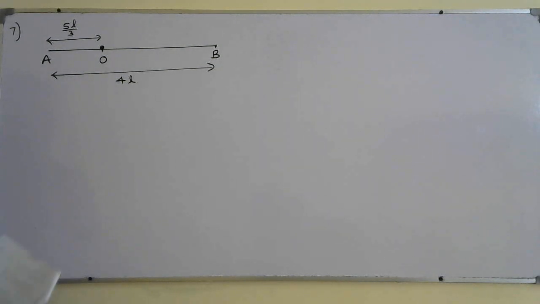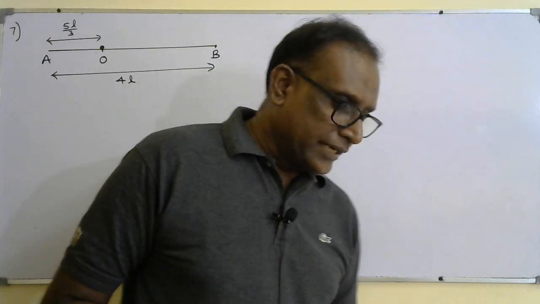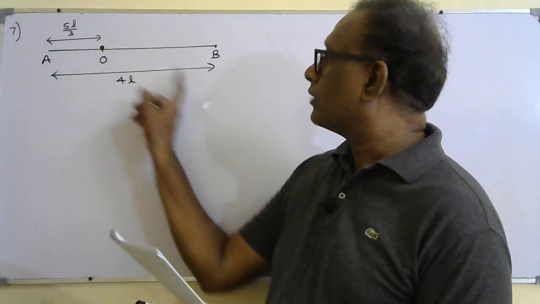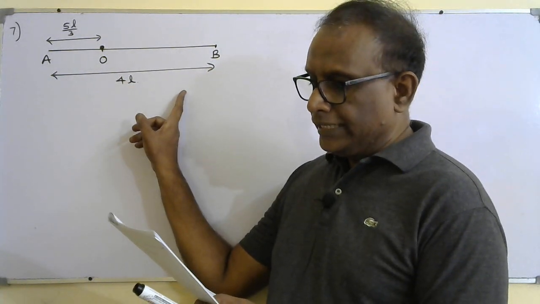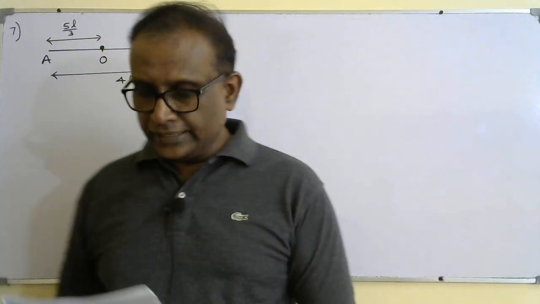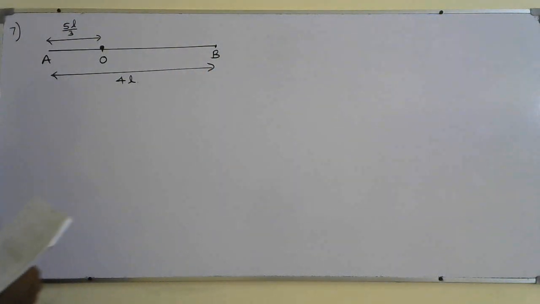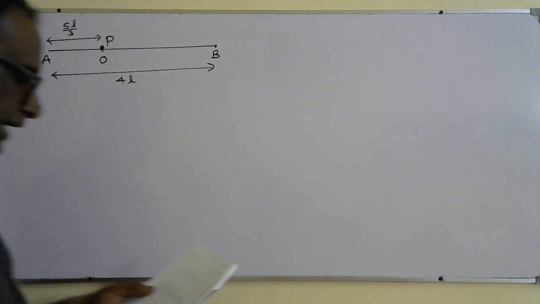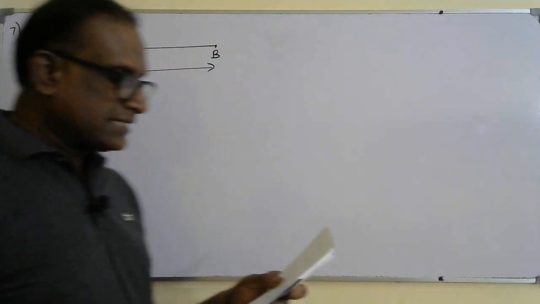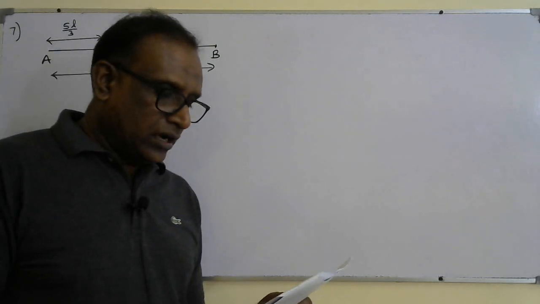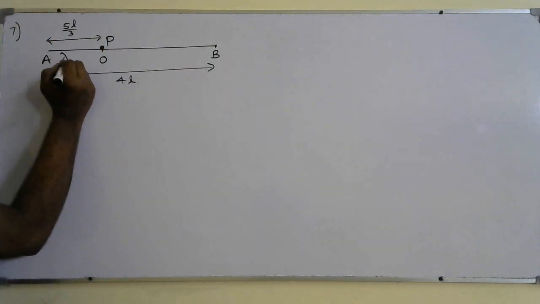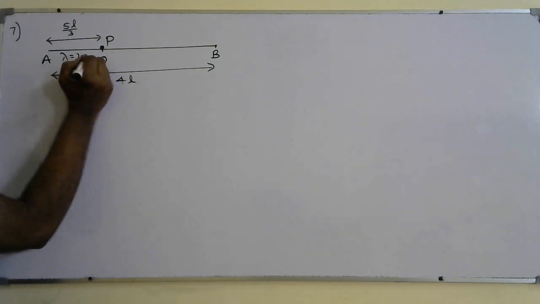Okay, question number 7, the last question. Two points A and B lie on a smooth horizontal table, AB is 4L in length. A particle P of mass M is attached to one end of a light elastic spring of length L and modulus of elasticity 2mg. The other end is attached to A, so here lambda 1 is 2mg.